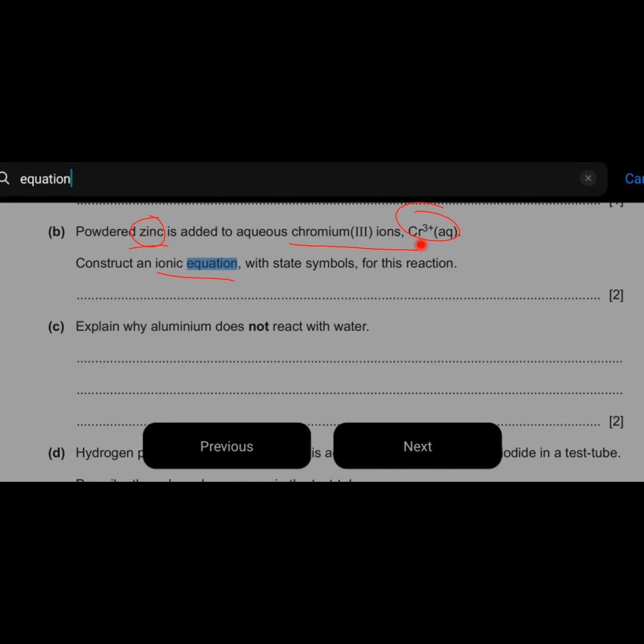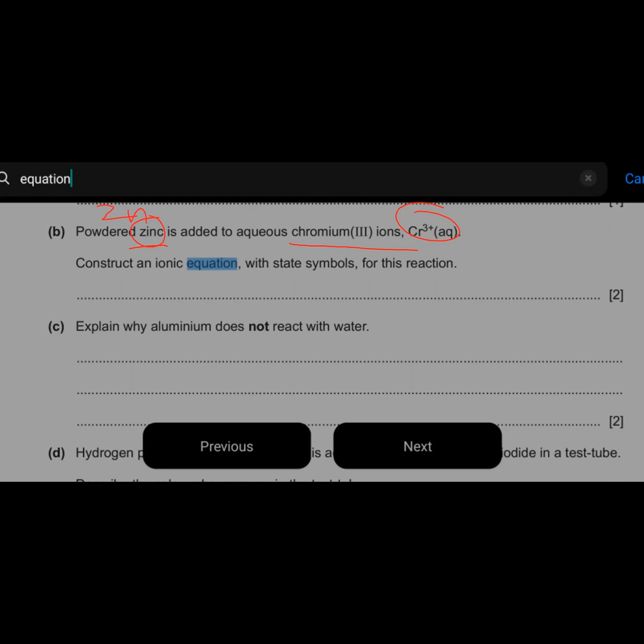Displacement reaction. There are several ways of attempting this kind of question. A person might say, okay, I like to write the overall equation, teacher. I will write the overall equation and then I come to the ionic equation. Or another person might directly say, I can write the ionic equation now. Straight away, because you know zinc is present as a metal. Chromium is an ion.